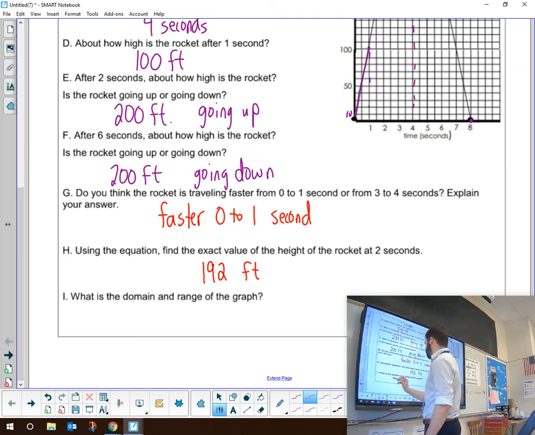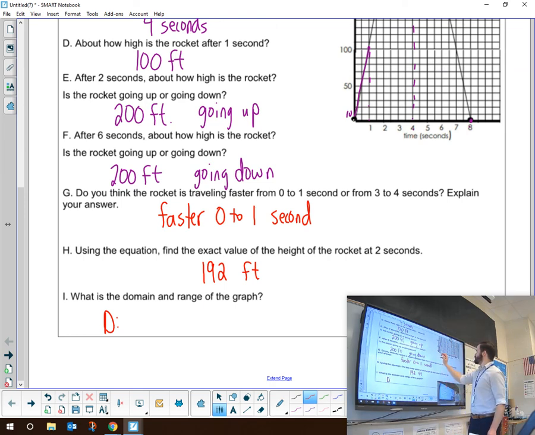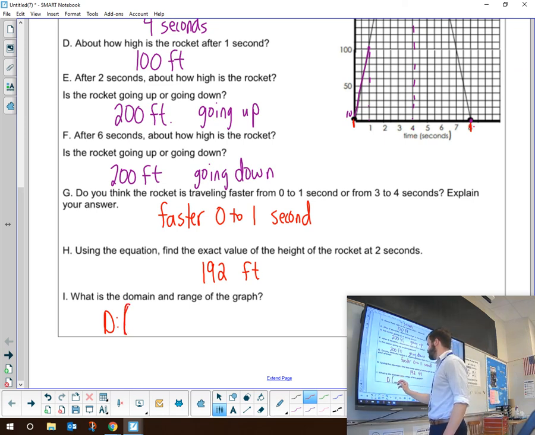Let's start with domain. So remember, my domain is everything left to right. So we start here at 0 and we end at 8. Now I know I've said all quadratic equations are going to have a domain of all real numbers, but this is a real world example, which means I can't go forever in time to the left, forever in time to the right, really. My experiment starts at 0 seconds and it ends at 8 seconds. So my domain is going to be 0 to 8.